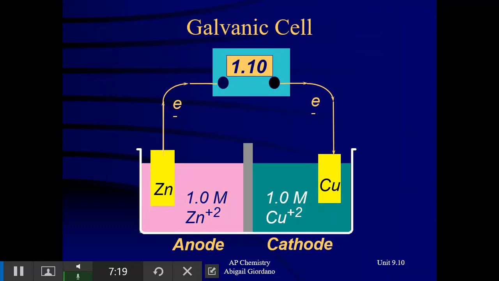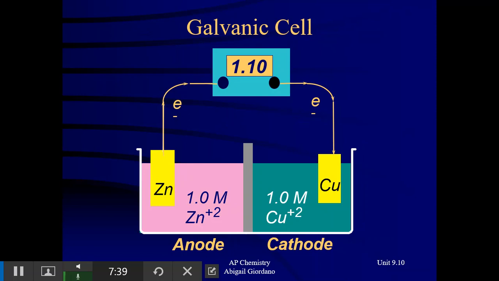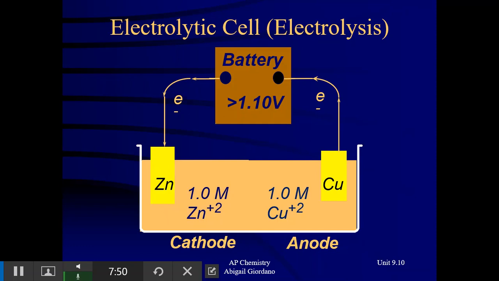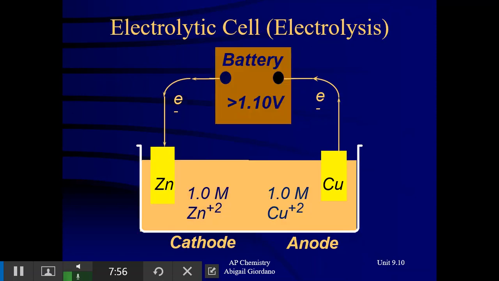No matter if it's a galvanic cell or an electrolytic cell, oxidation will always take place at the anode. Reduction will always take place at the cathode. Now, since those reactions have been sort of flipped around, the designations of anode and cathode from this cell to this one have changed, because where I was having oxidation take place on the zinc side, now oxidation is taking place at the copper side.